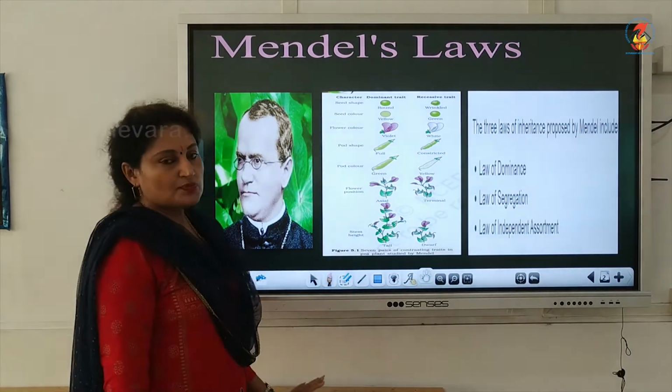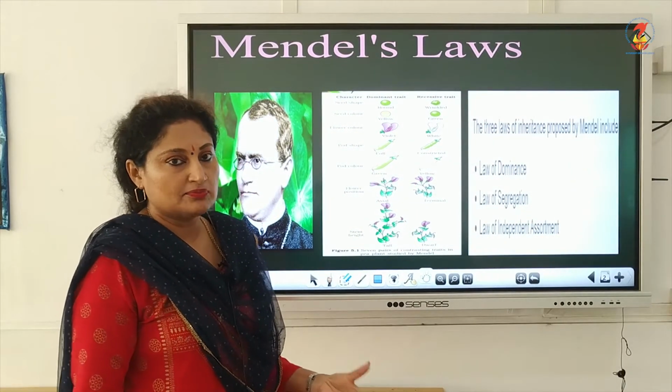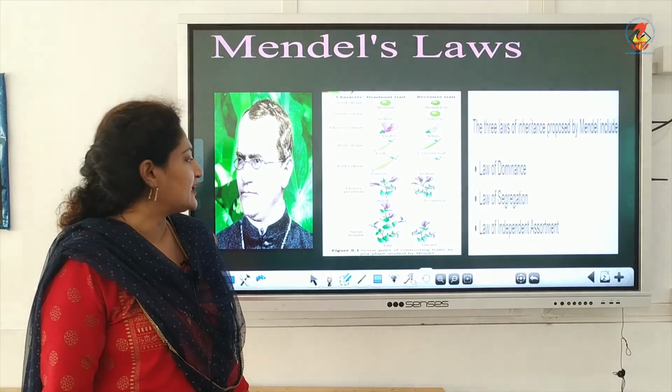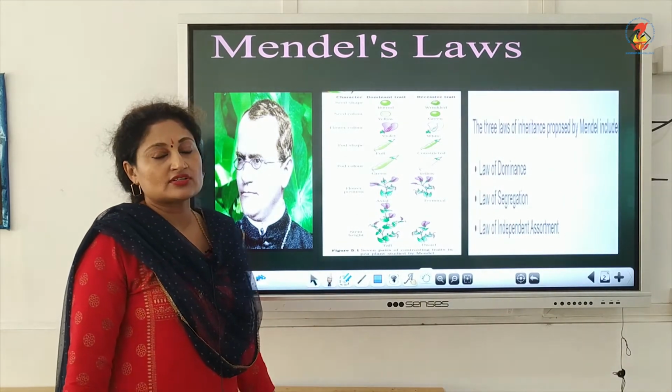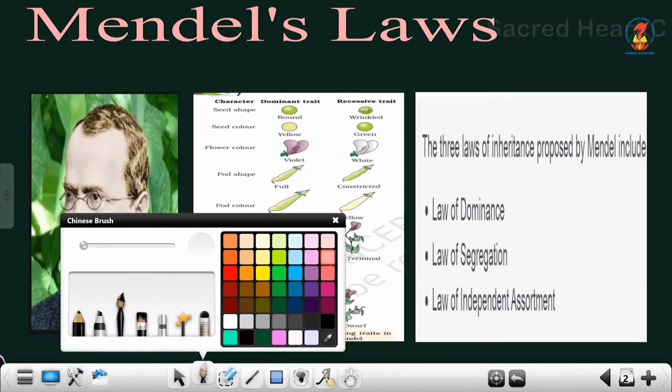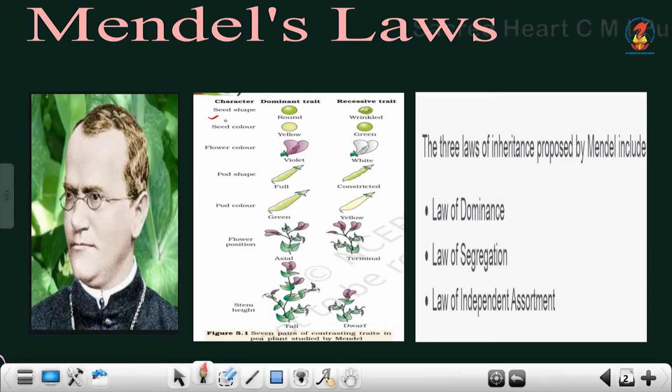Okay. Now, the experiment he conducted was on garden pea, Pisum sativum. And the speciality of Pisum sativum is that it had 7 contrasting characters, namely seed shape. The 2 contrasting characters are round, wrinkled. Then seed color, yellow, green.